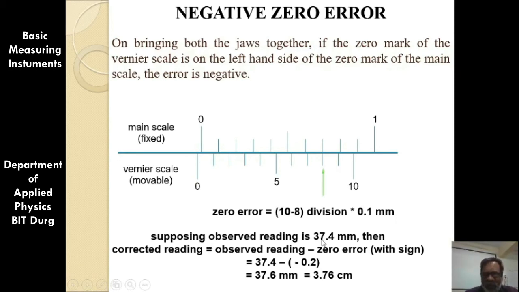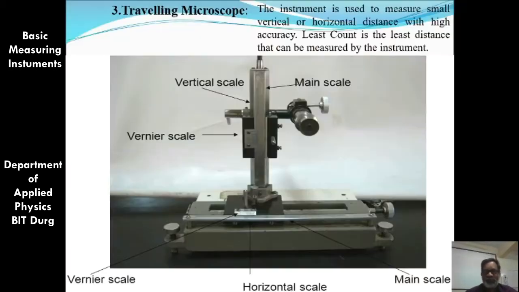Now suppose again the measured reading, the observed reading, is 37.4. Then to get the corrected reading, I subtract the zero error with sign from the observed reading. So 37.4, that is the observed reading, minus of minus 0.2 mm, which is equal to 37.4 plus 0.2, that is equal to 37.6 mm or 3.76 cm. So that's all on the negative zero error of the vernier calipers.